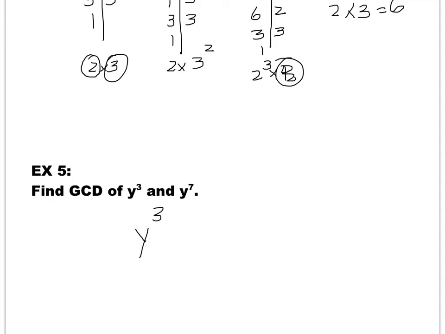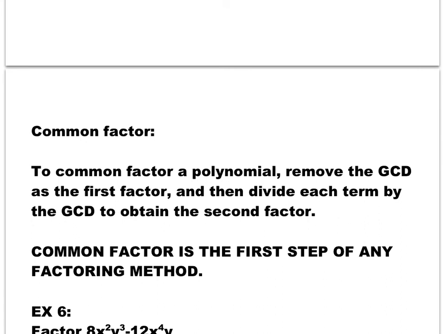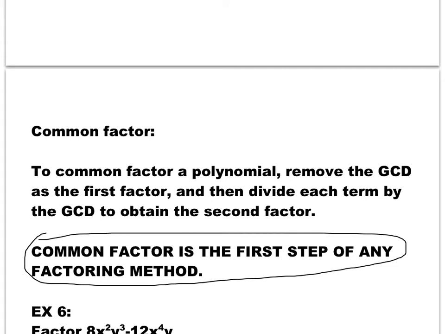Now we are going to talk about the main topic, which is common factors. To do the common factor, what you do is that you are going to find the GCD of all the numbers in the polynomial and all the GCD of all the terms, and then you take the common GCD of the numbers and the terms out, and then divide every term by the GCD. That's what it's called, common factor. But remember, it's very important that the common factor is the first step of any factoring technique. No matter what the technique is, you do the common factor first.